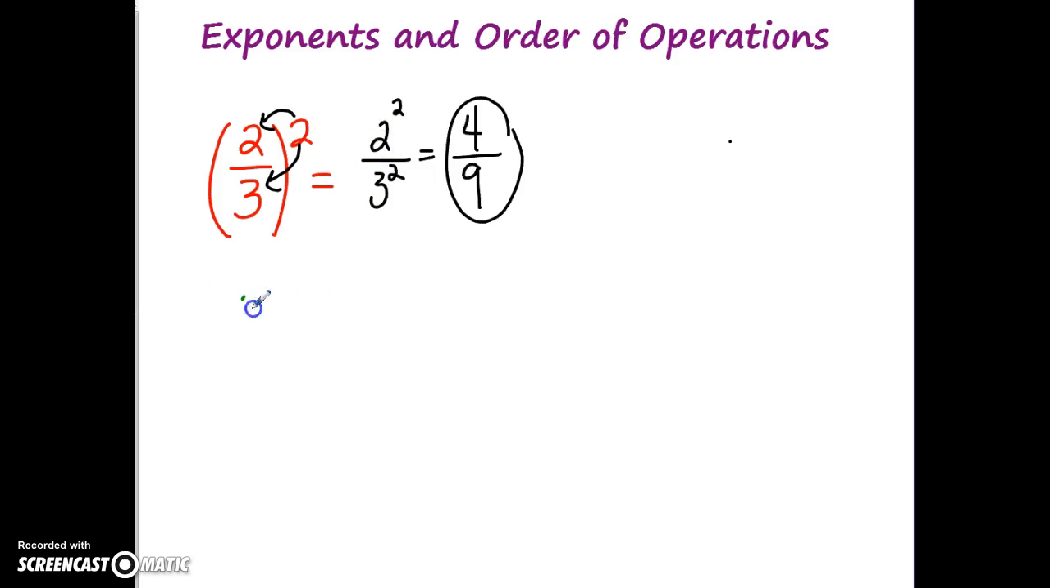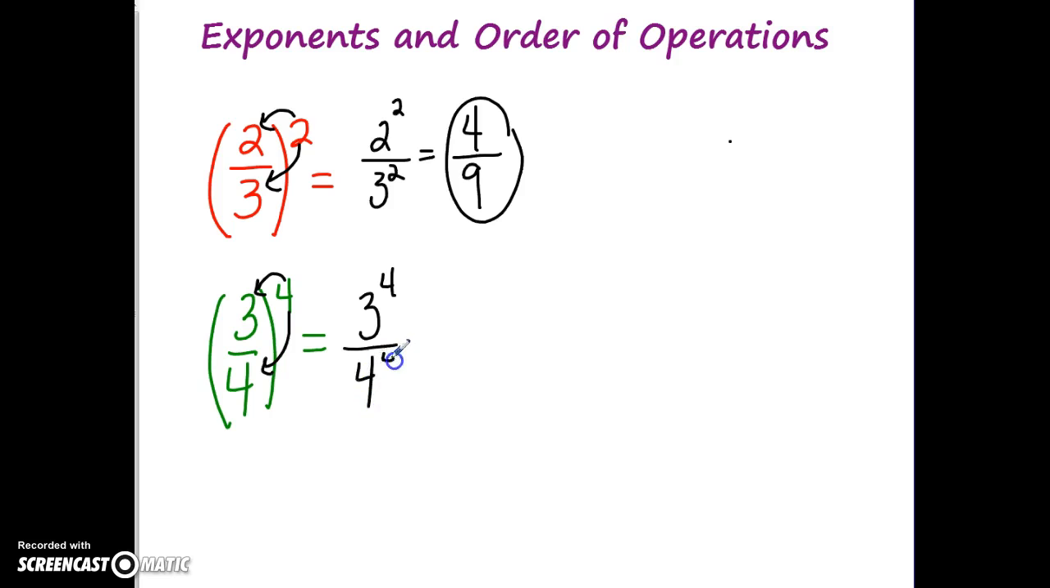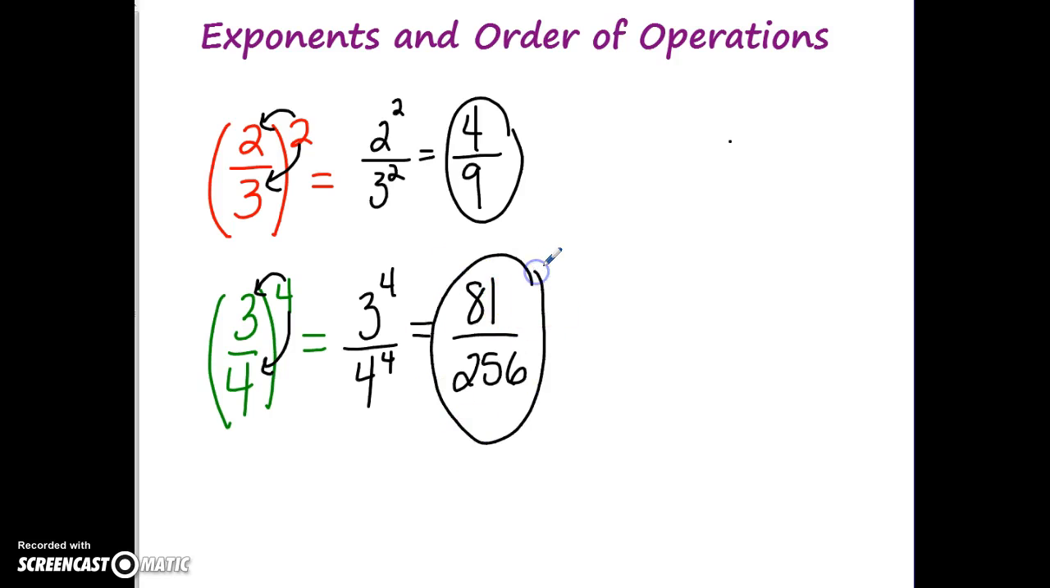Alright, let's try another one. Let's try 3/4 to the fourth power. Okay, so again, we see that a fraction is being raised to the fourth power. So the numerator gets raised to the fourth and the denominator. So I'm going to rewrite this as 3 to the fourth over 4 to the fourth. And then just simplify the numerator. So 3 to the fourth is 81. Simplify the denominator. So 4 to the fourth is 256. Check, make sure it's reduced, which it is. So there's my answer.